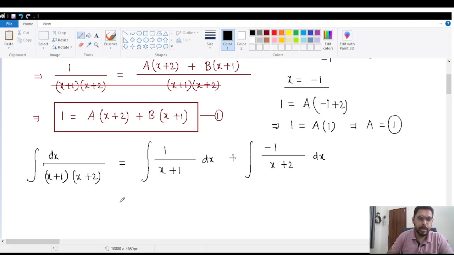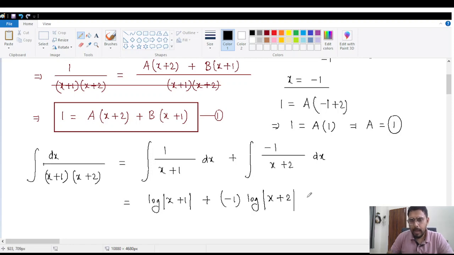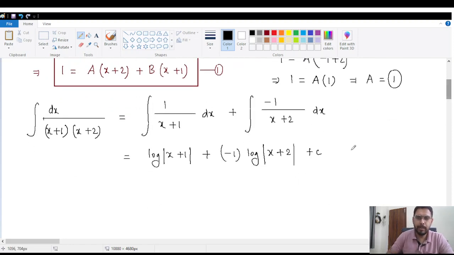Now since they are constants, they will be staying outside. So it will be simply integration of dx by x plus 1. 1 is outside, so it will be logarithm of x plus 1 plus, here negative 1 will stay outside and it will be logarithm of x plus 2, and plus c because it's an indefinite integration, and there we have to add plus c. Now logarithm of x plus 1 minus, now why minus? Because plus 1 times negative 1 times plus is minus, logarithm of x plus 2 plus c.